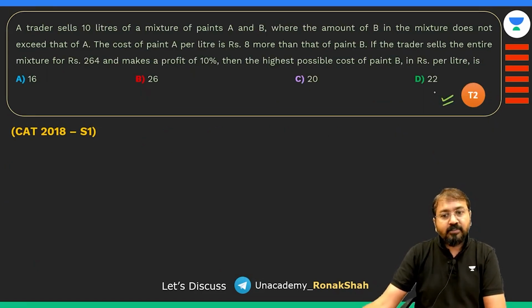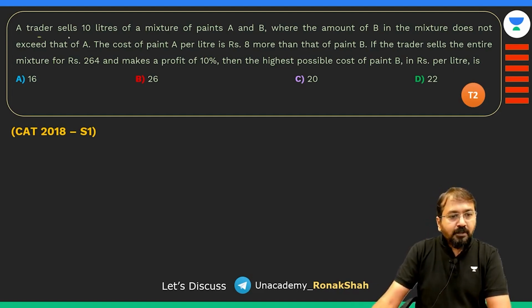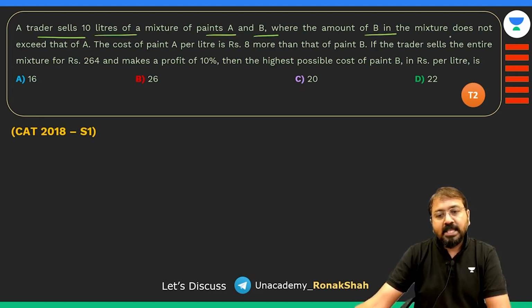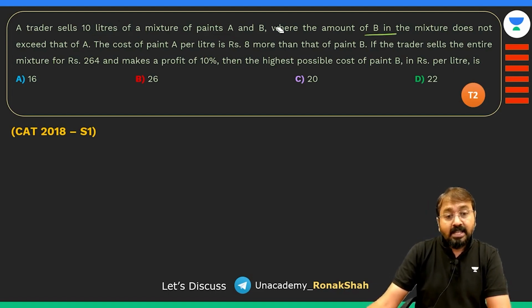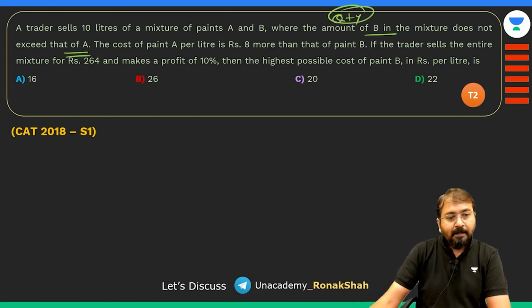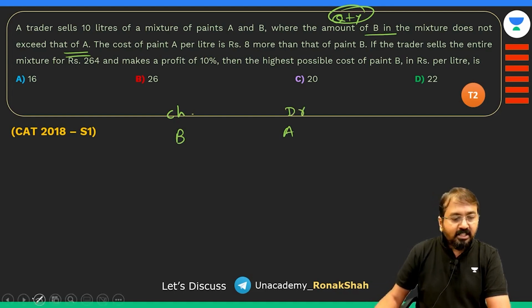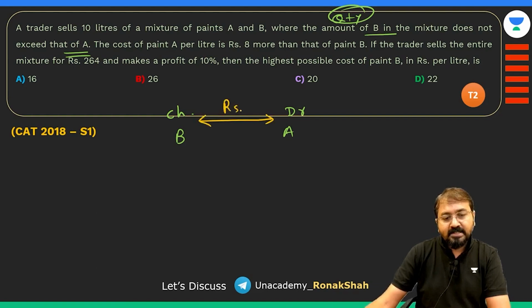Now this is based on variety 2, which is an application of the rule of alligation. A trader sells 10 liters of a mixture of paint A and B, where the amount of B in the mixture does not exceed that of A. That amount, in the sense they are talking about quantity. The cost of paint A per liter is rupees 8 more than the cost of paint B. So paint B is our cheaper ingredient, paint A is our dearer ingredient, and the difference between their costs has to be rupees 8.